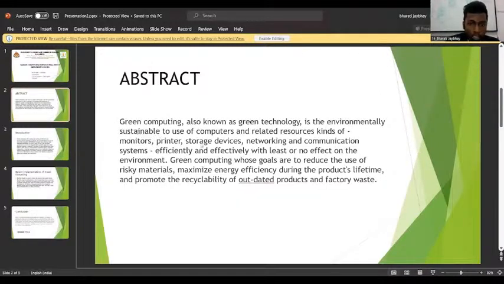Abstract. Green computing, also known as green technology, is the environmentally responsible use of computers and related resources such as monitors, printers, storage drives, networking and communication systems, efficiently and with less effect on the equipment. Green computing aims to reduce the use of hazardous materials, maximize energy efficiency during the product's lifetime, and promote the recycling of outdated products and factory waste.